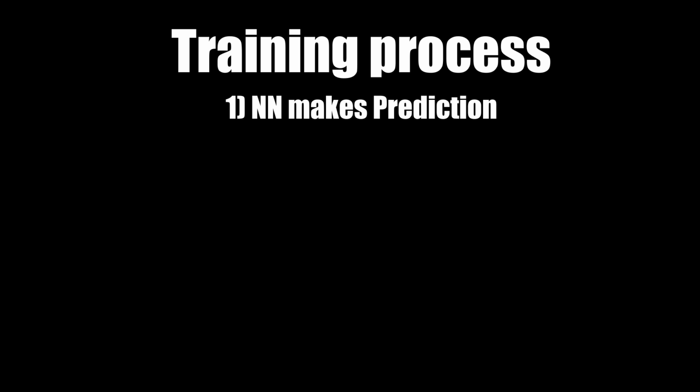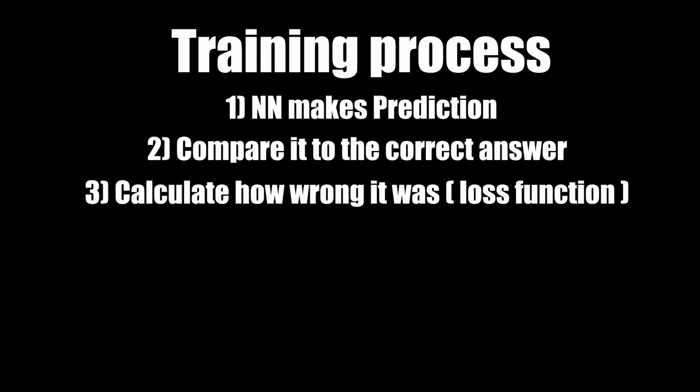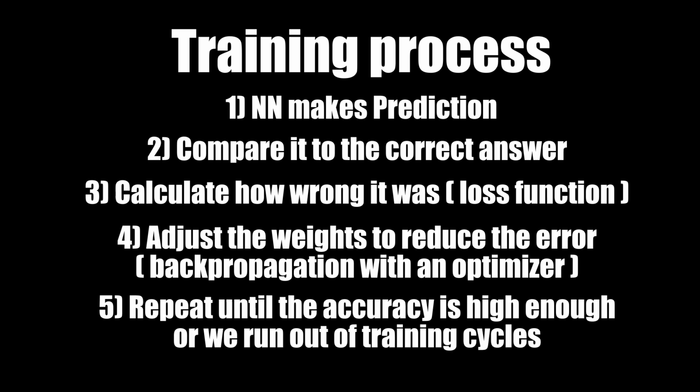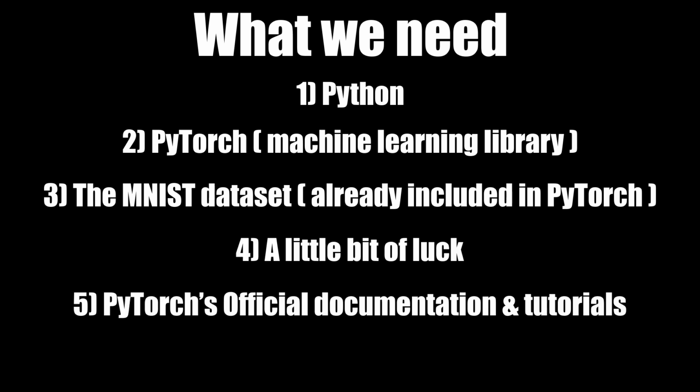Here's the training process. The neural network makes a prediction. We compare it to the correct answer, and then we calculate how wrong it was. And then we adjust the weights to reduce the error. And we repeat that until the accuracy is high enough or we run out of training cycles. And now we have the basic information about neural networks, and the next step is coding. To write our neural network, we'll need Python, PyTorch, the MNIST dataset, a little bit of luck, PyTorch's official documentation and tutorials. And of course, all links will be in the pinned comment.